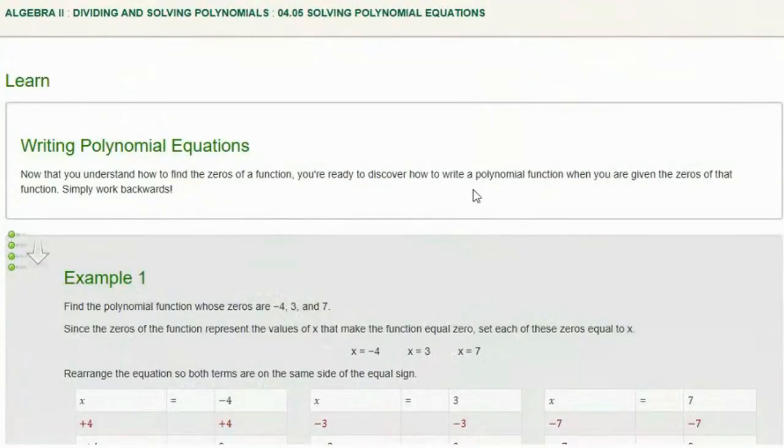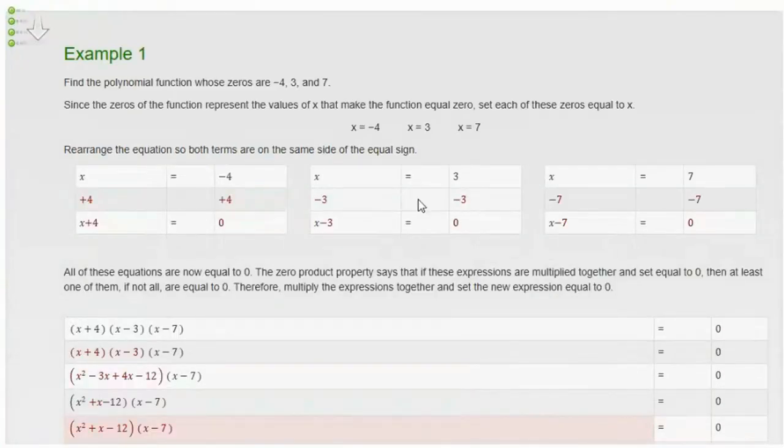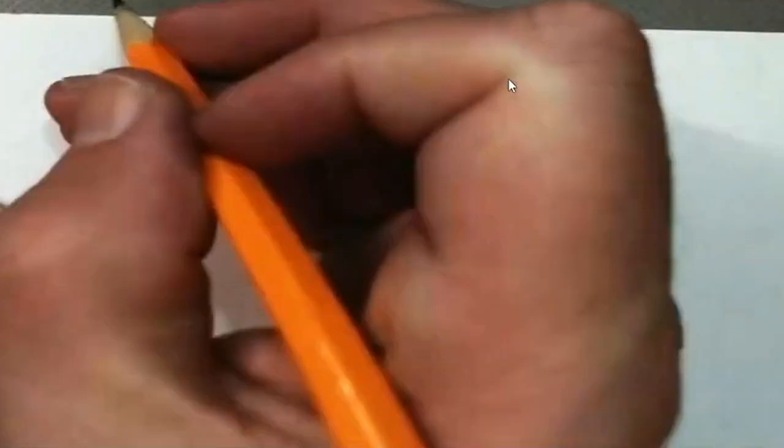Let's go to page 3. Now that you understand how to find the zeros, let's write a polynomial function where you're given the zeros. Oh, this is great. Write a polynomial function whose zeros are negative 4, 3, and 7. Well, this will be good. This is like ACT type stuff here. Zeros.